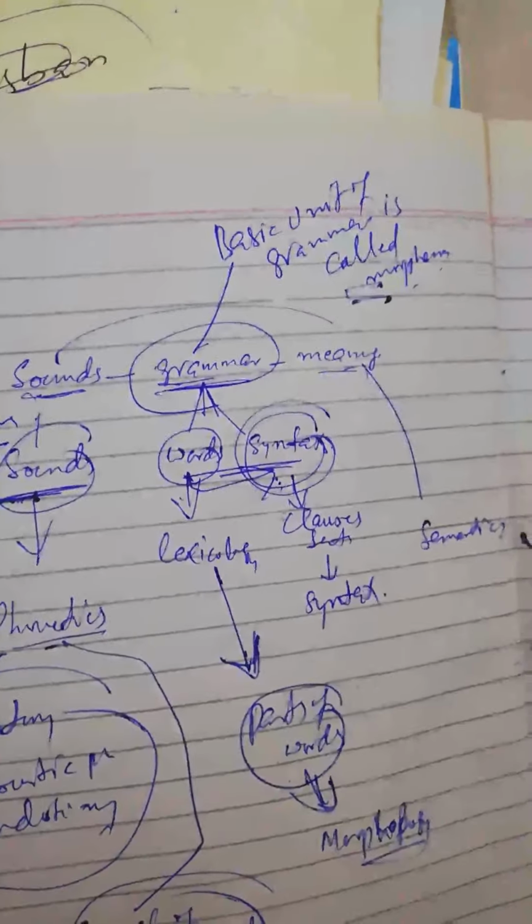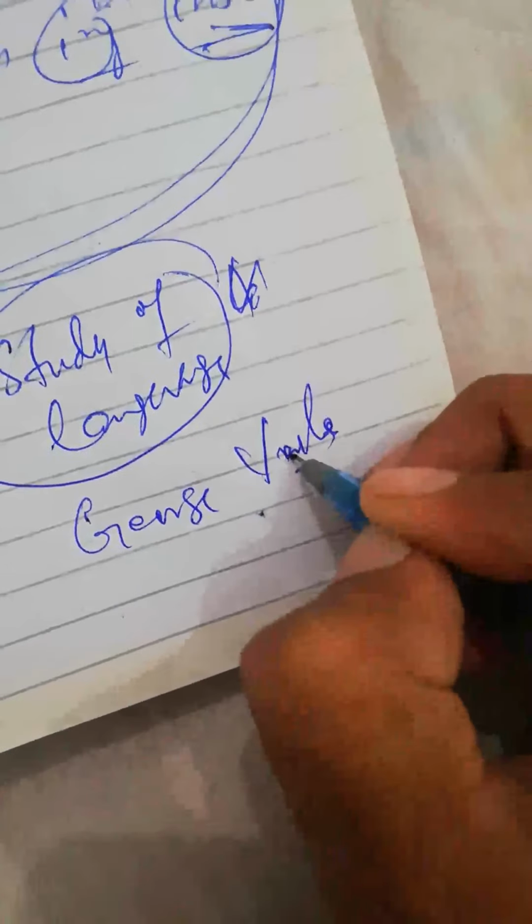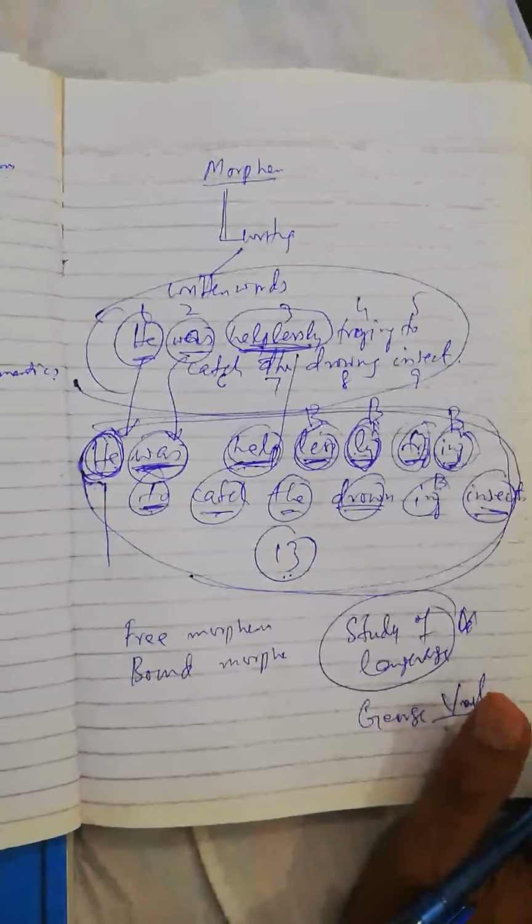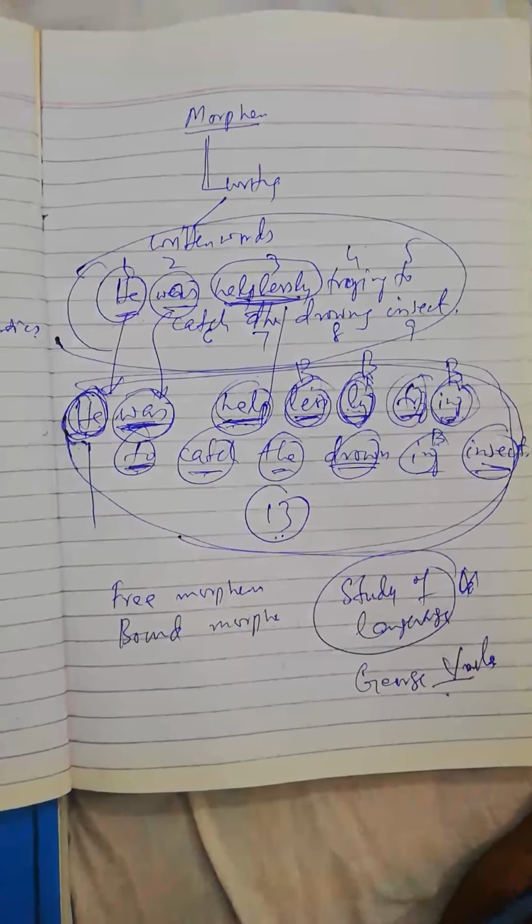You are requested to open Study of Language, the name of a book written by George Yule. So study the relevant pages and inshallah I'll explain this topic with further explanation in part 2. This is part 1 and in part 2 I'm going to talk about further related things with morphology.